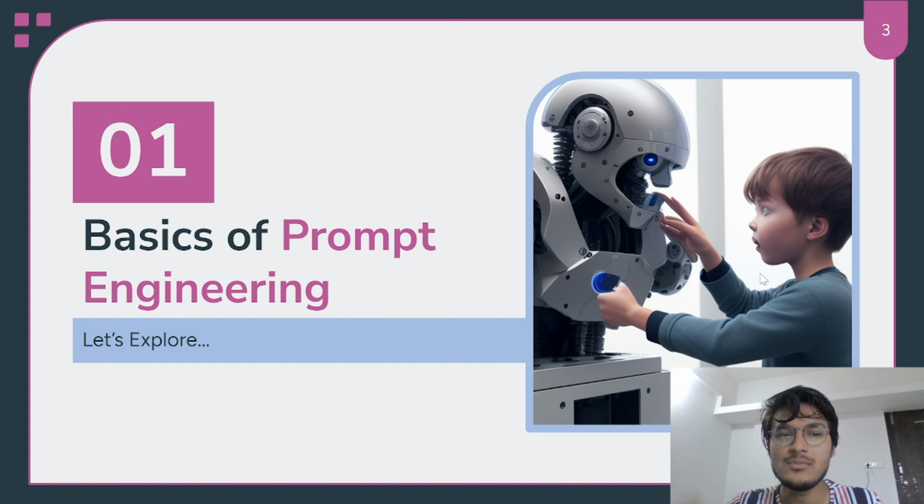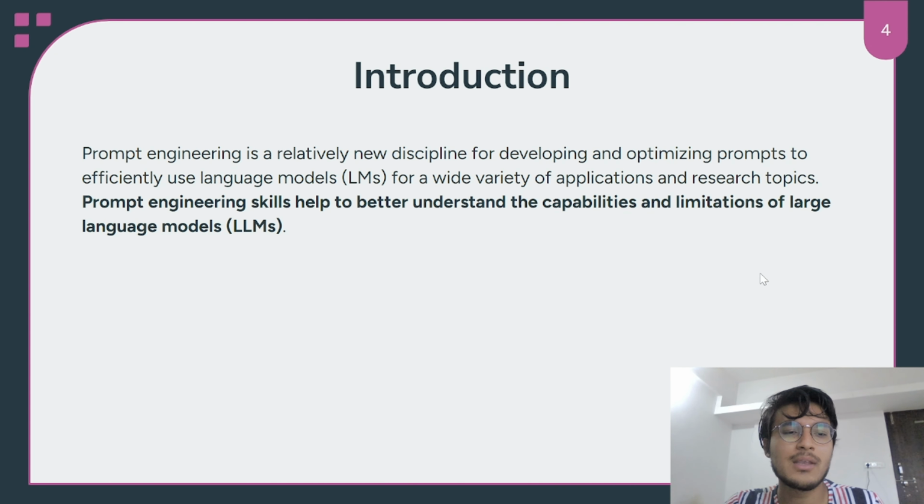So first of all, let's start with the basics of prompt engineering and get a feel of what prompt engineering actually is and what situations it is going to solve. Basically, prompt engineering is a relatively new discipline for developing and optimizing prompts to efficiently use large language models. If you don't know about large language models, you can take an analogy: it is basically a brain or a human being whom you are trying to ask.